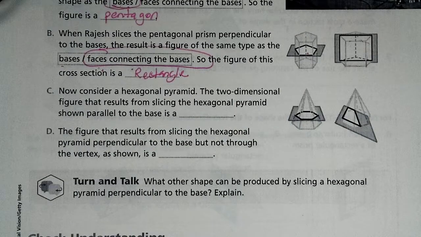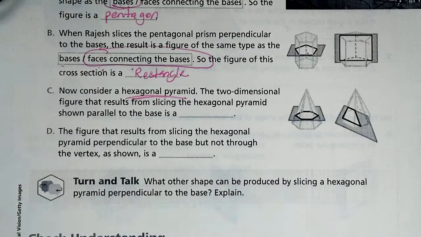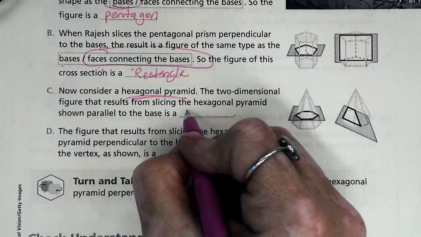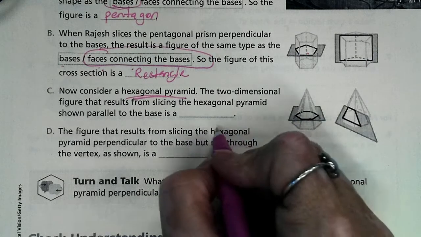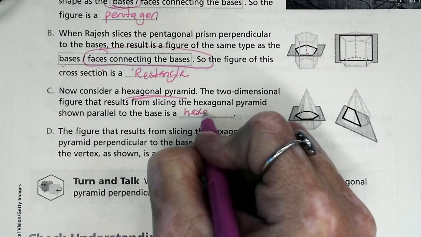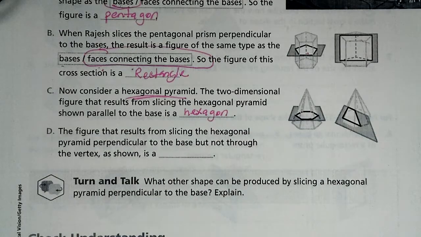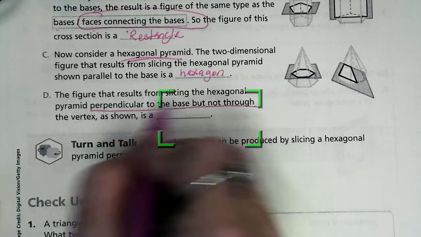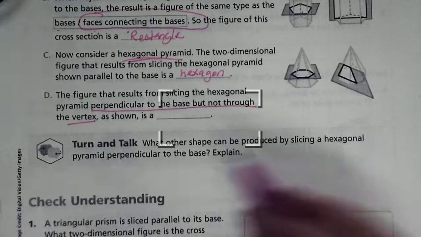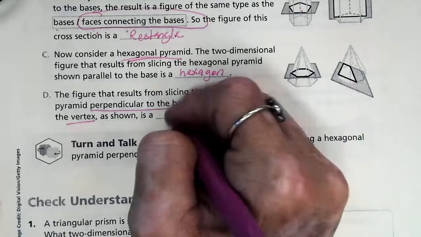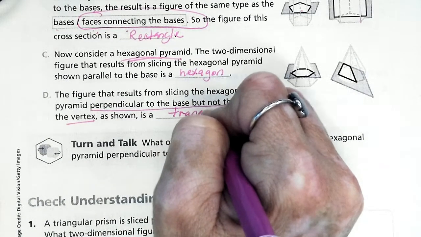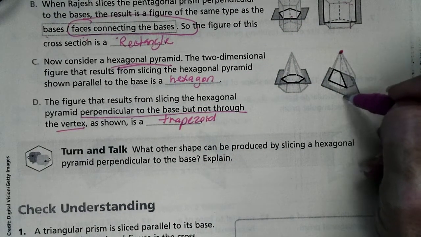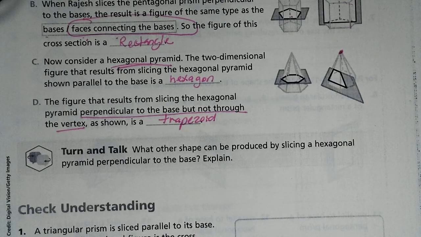All right, so now we're looking at the hexagonal. So when we cut it parallel, we still get a hexagon, right? But when I slice it perpendicular, not through the vertex, that is when I get a trapezoid. So the vertex is just a point, right? Right, so the vertex would be the very, very top going straight down. That's what that would be.